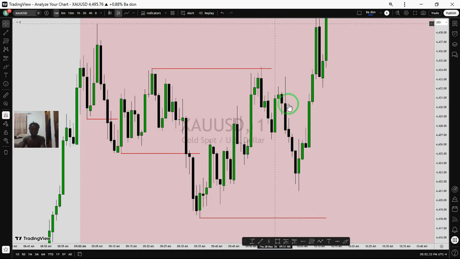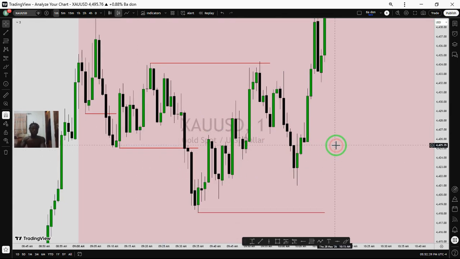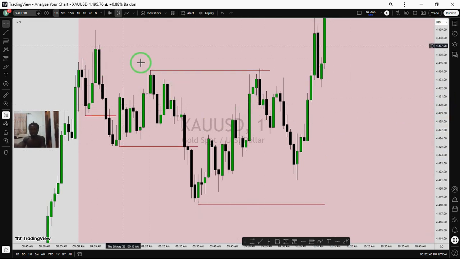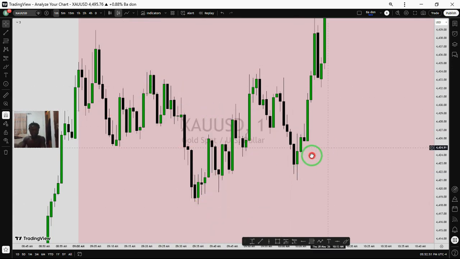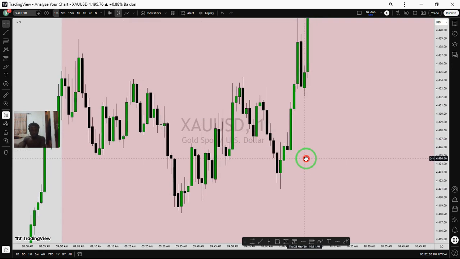Since it failed to do that, there is no setup here. So we look for another example. This current bearish trend did not give us what we are looking for. So we go higher. We are looking for where price did what we are looking for.